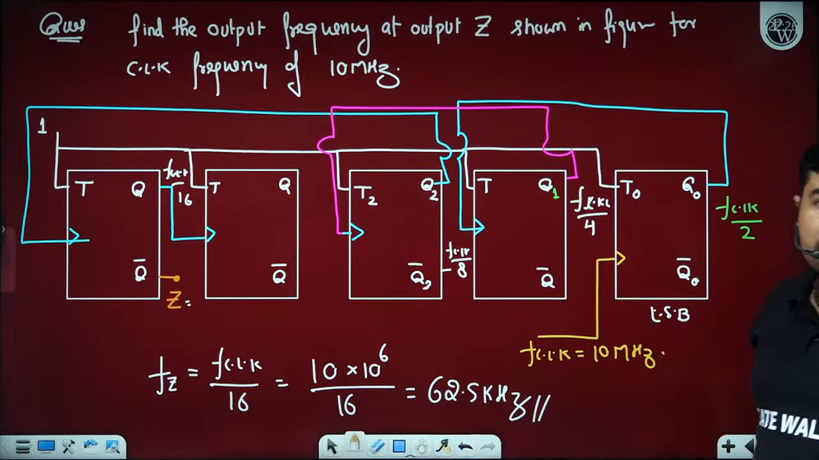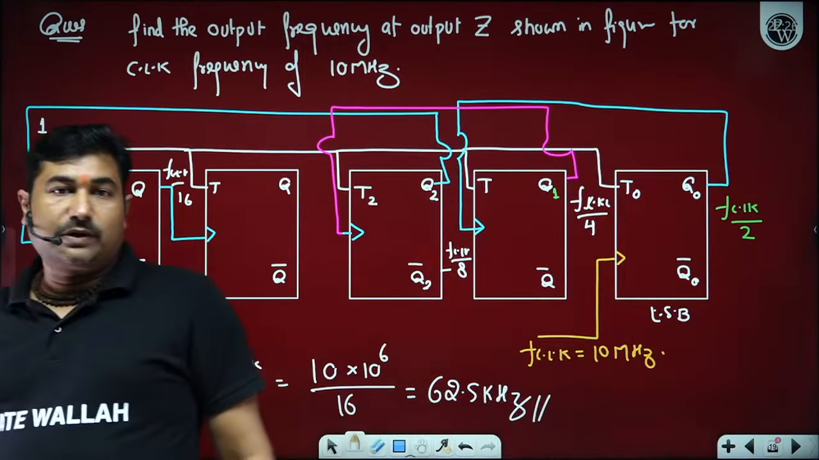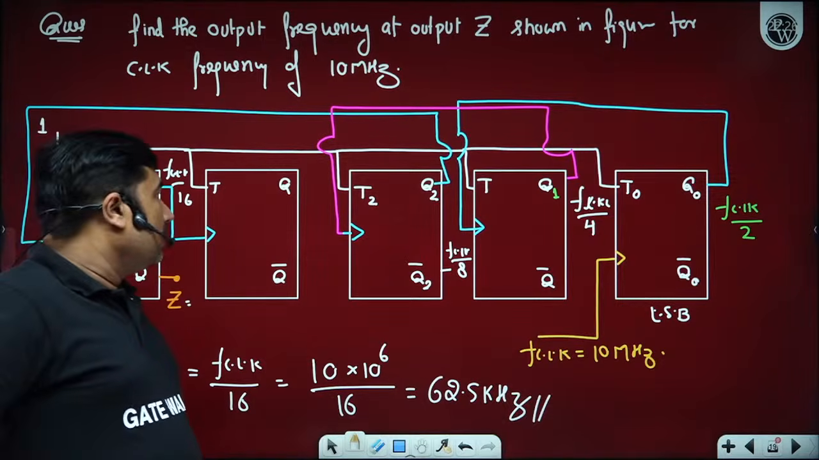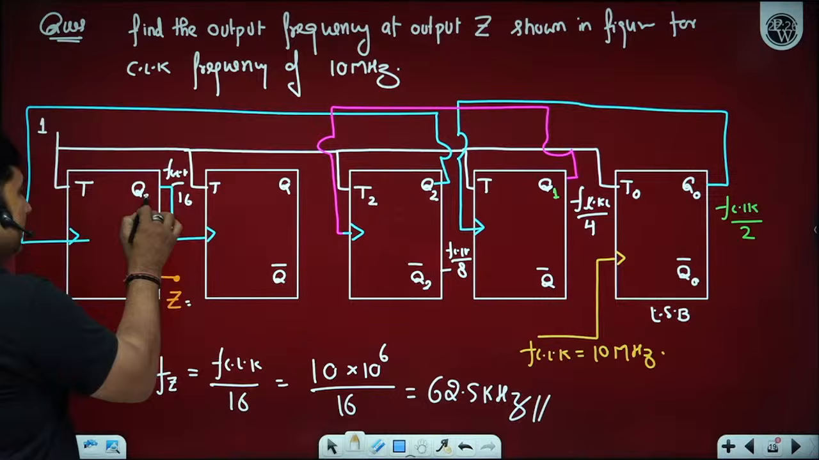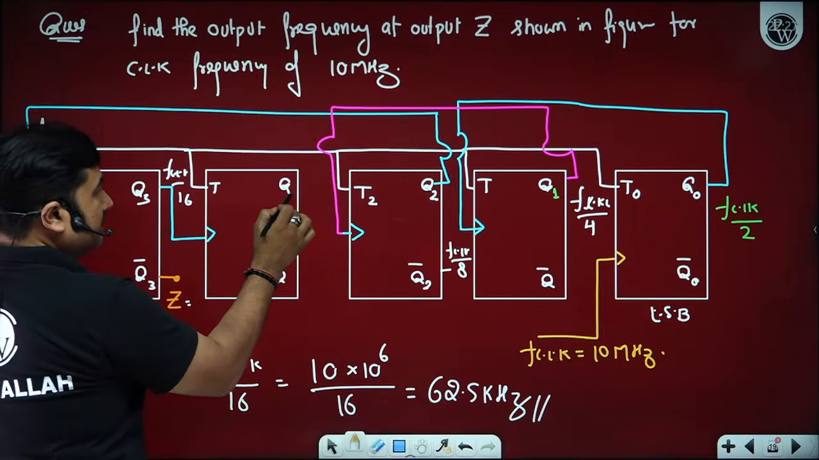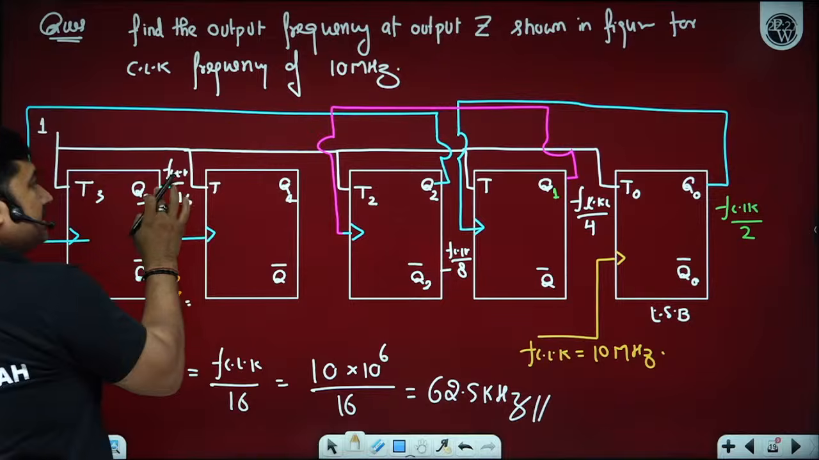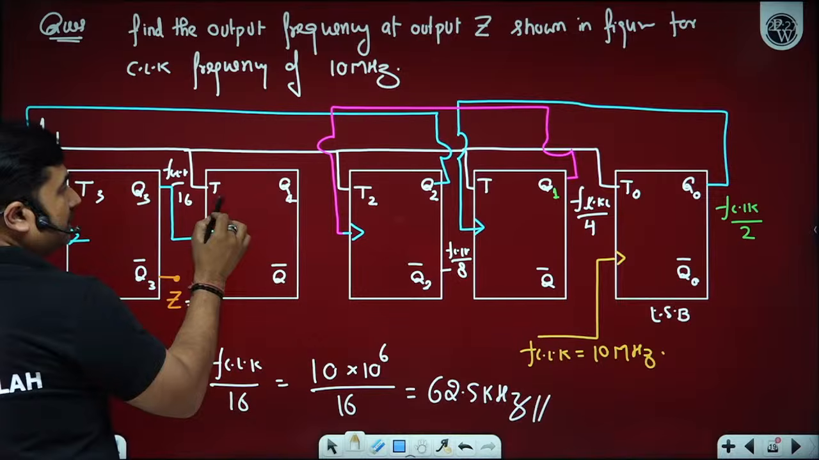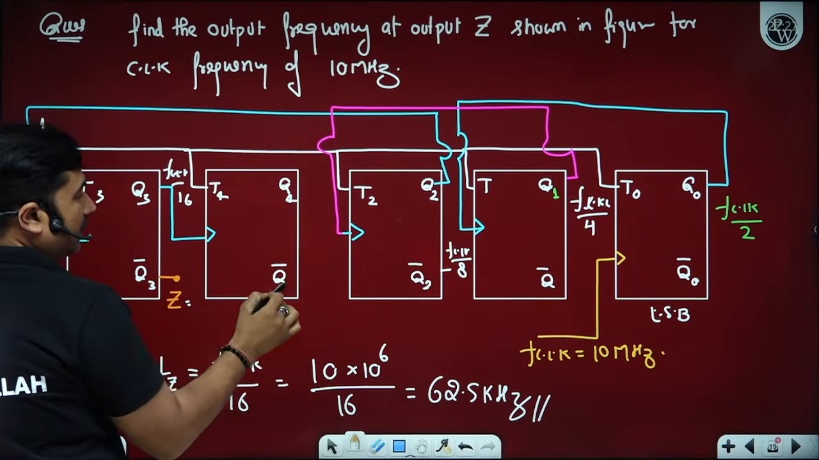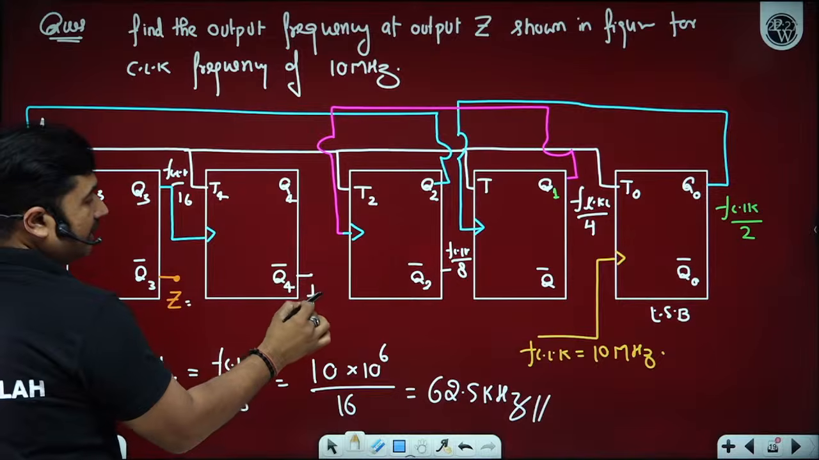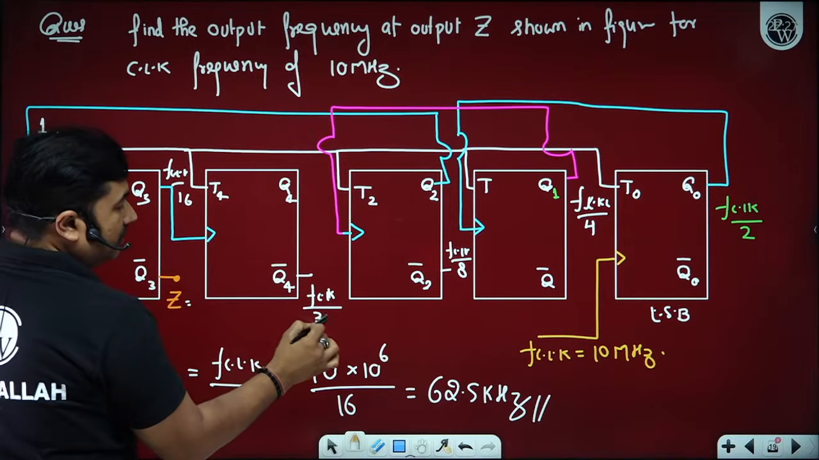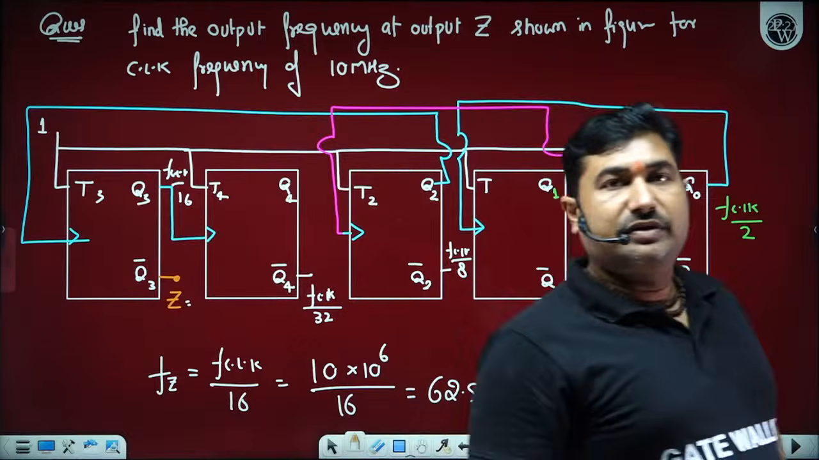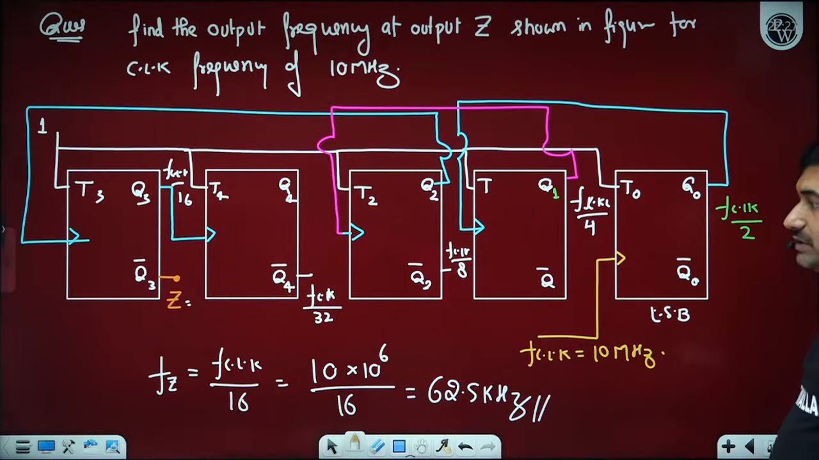So this kind of question will be available in this particular topic. Hoping all of you are able to understand. Mostly students make the mistake of considering this as FCLK by 16, FCLK by 32, but that is not true. You have to observe the clock. So this is your Q4, T4 and Q4 complement. Here you will get FCLK by 32. But since we have to examine the output frequency at output Z, that will become FCLK by 16.